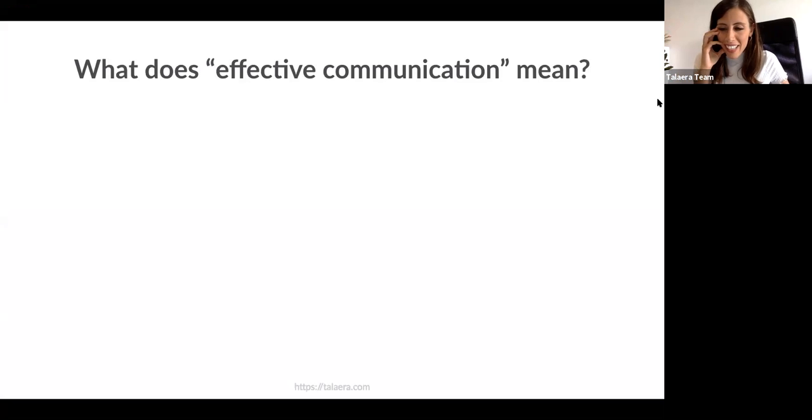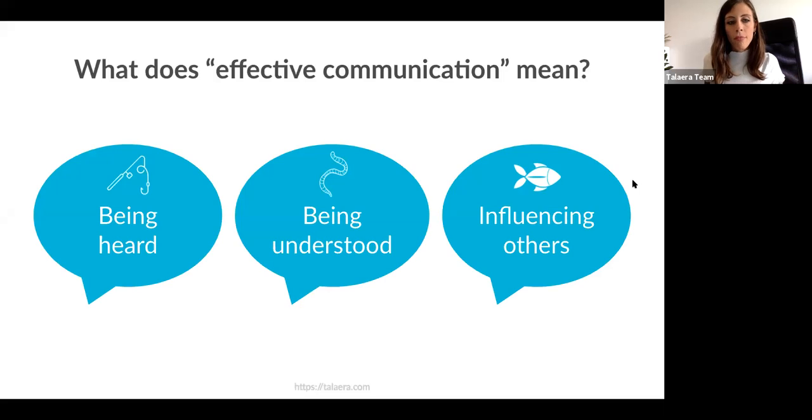And then I got there and I started feeling that something was off. I was scared of speaking up, and sometimes I told jokes and people didn't get them. And I was like, all right, what's going on here? And for me, effective communication is about three main things. The first one is about being heard.